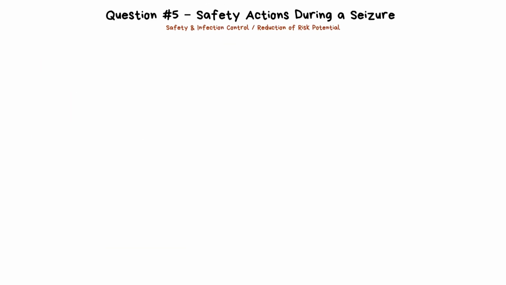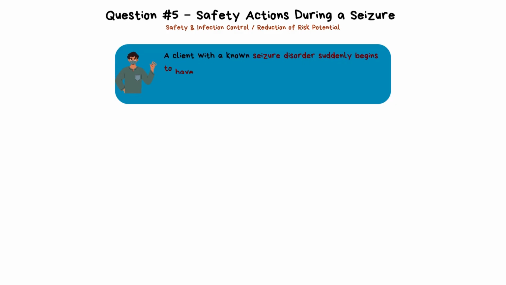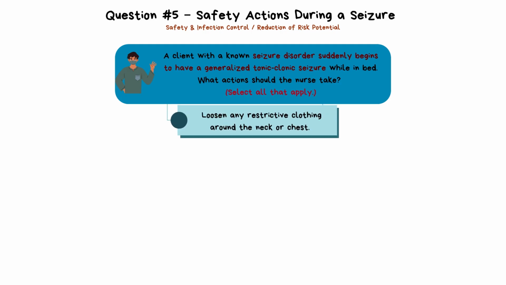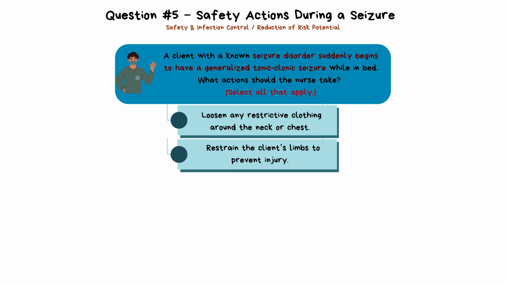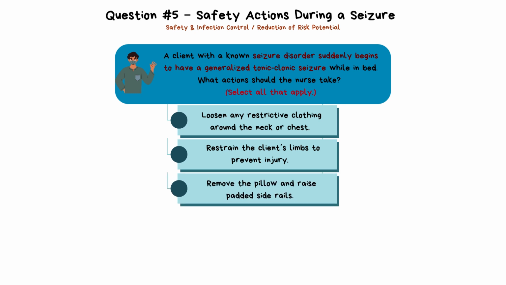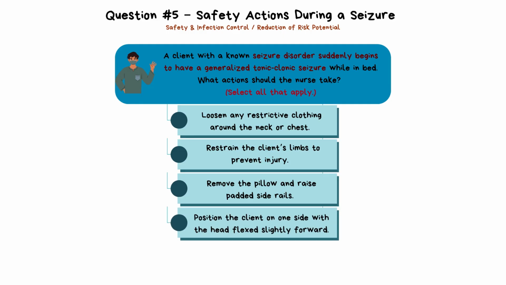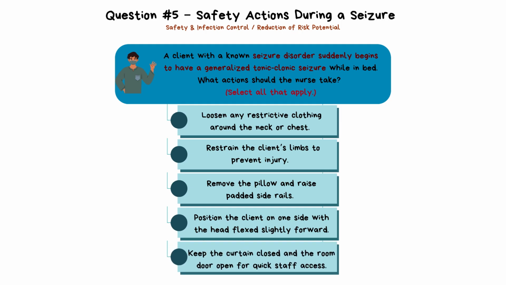Here's a select all that apply question, a priority-based safety scenario. A client with a known seizure disorder suddenly begins to have a generalized tonic-clonic seizure while in bed. What actions should the nurse take? Select all that apply. Option 1. Loosen any restrictive clothing around the neck or chest. Option 2. Restrain the client's limbs to prevent injury. Option 3. Remove the pillow and raise the padded side rails. Option 4. Position the client on one side with the head slightly flexed forward. Option 5. Keep the curtain closed and the room door open for quick staff access.